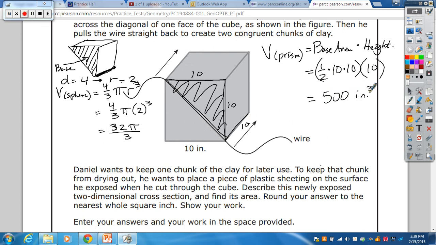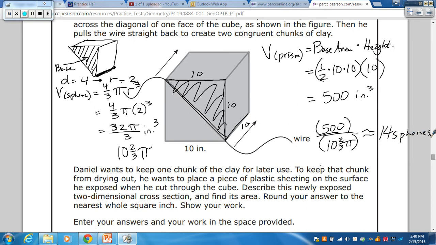Okay? Now, I'm going to go ahead and take the 500 cubic inches and divide it by, now you can actually reshape this. 3 goes into 32, 10 and 2/3 times. So if you would prefer to write out 10 and 2/3 pi, or actually go ahead and calculate that all out and get the decimal, you can. But I wouldn't lose any of the decimals there as I do that. So I would take that 500 and divide that by 10 and 2/3 pi, and that will give you approximately 14 spheres with a diameter of 4 that can be produced out of that size of a prism. Okay?